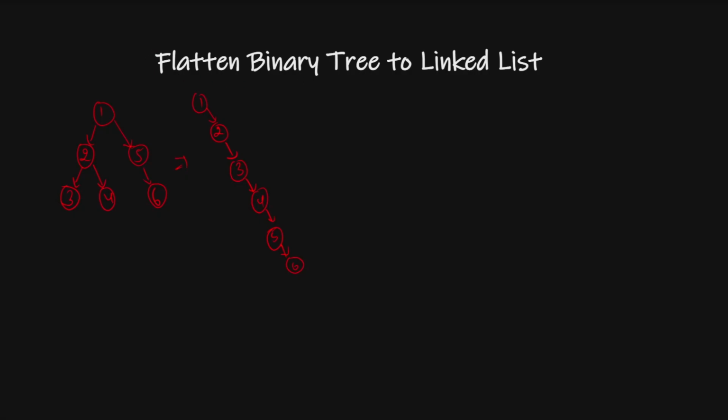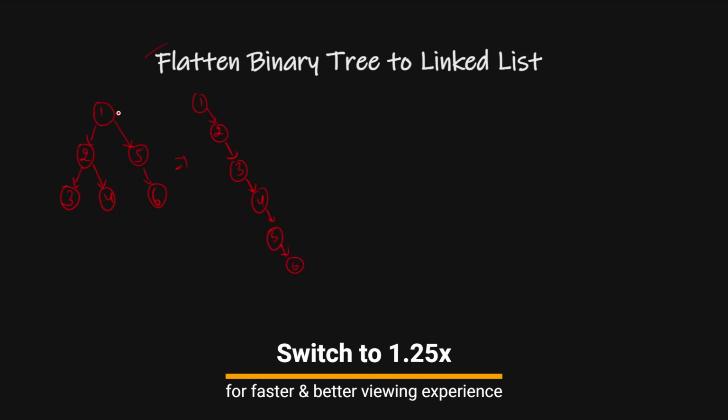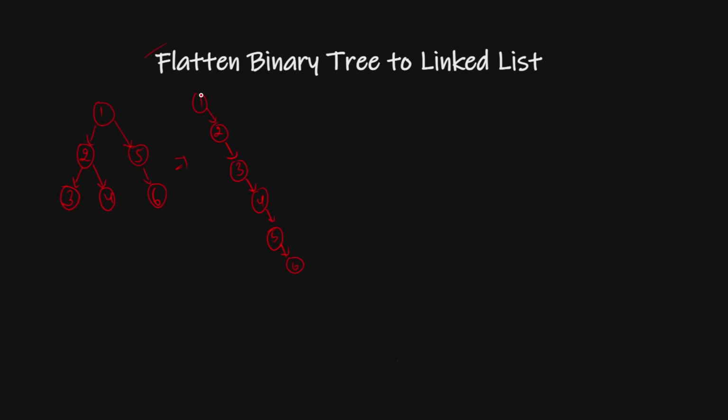Hello everyone, today we are gonna solve Flatten Binary Tree to Linked List. So in this problem, we have the root of a binary tree and we have to make a linked list where our node's right should point to its next element. So we do not have to create a new linked list. We have to just change the links to make it like this.